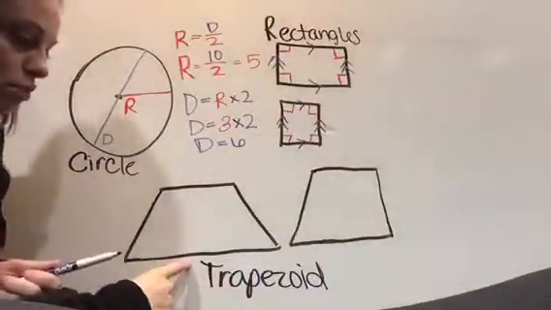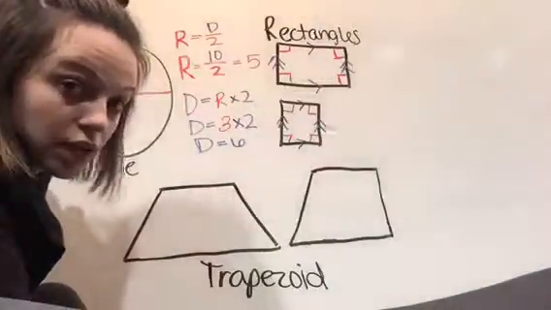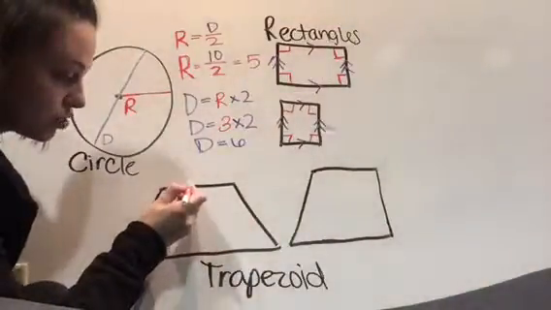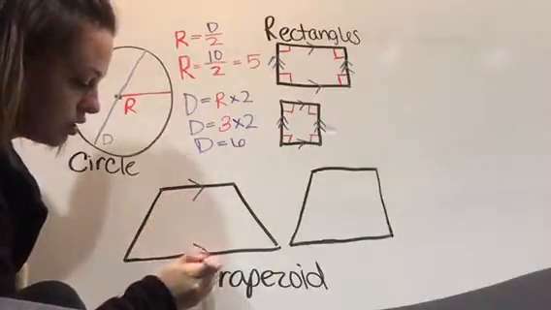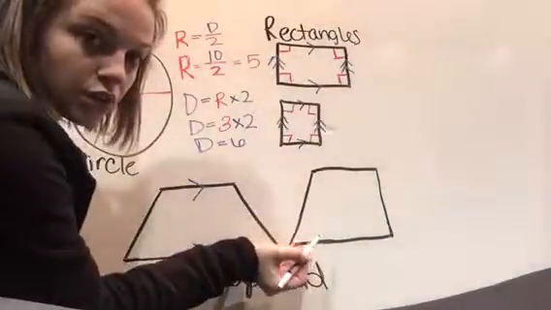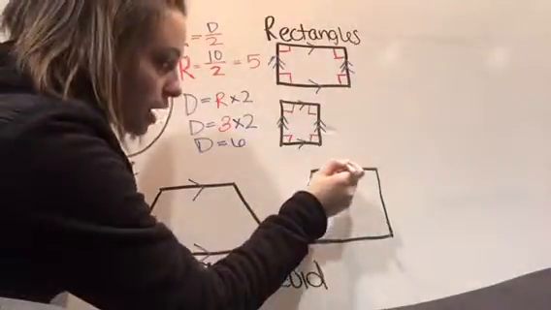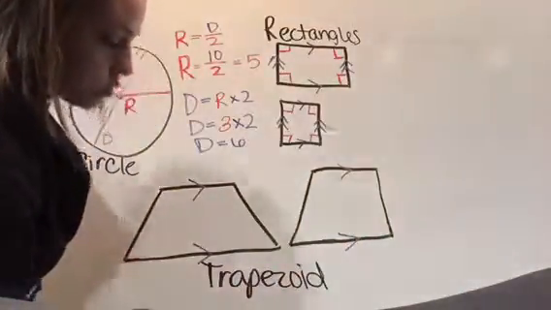Now we're going to look at trapezoids. A trapezoid has to have one set of parallel lines. So you can see in this drawing that here is one set of parallel lines. Now this is a different drawing of a trapezoid, but it also has one set of parallel lines. So it can be a trapezoid as well.